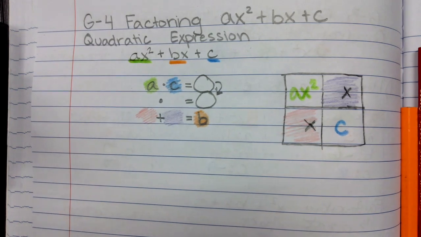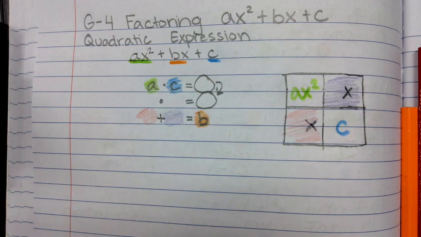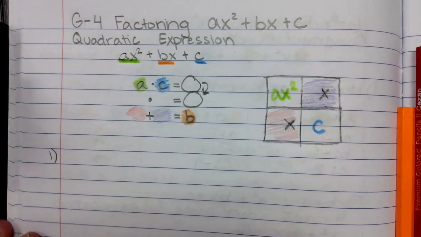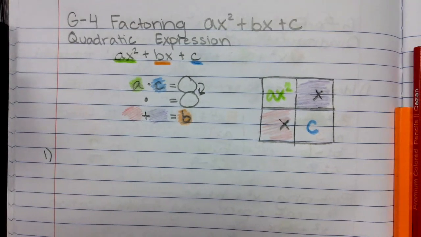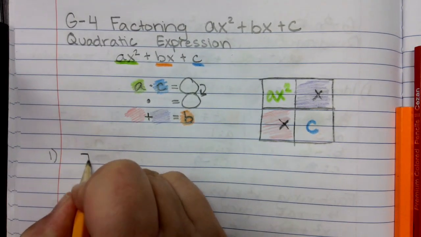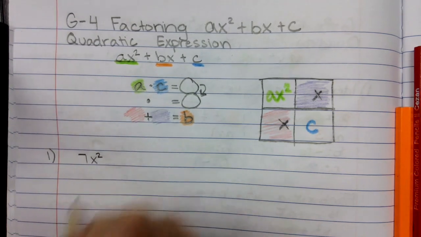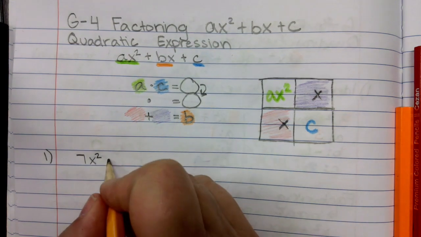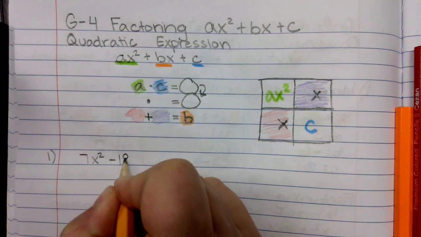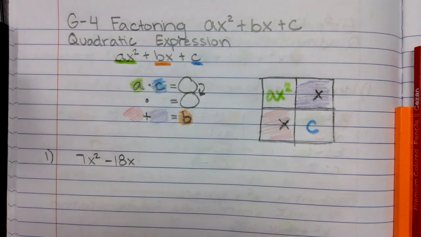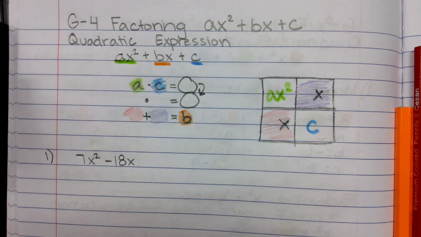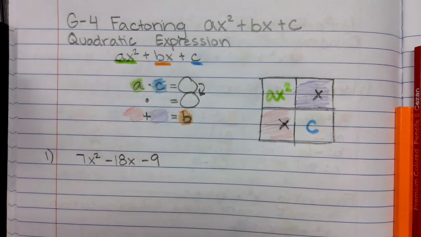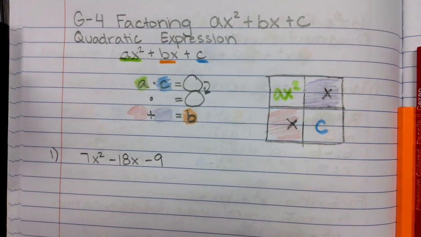Okay? So here's our first example, example number 1. So we have 7x squared minus 18x minus 9. So first thing I want to identify is my A, B, and C.